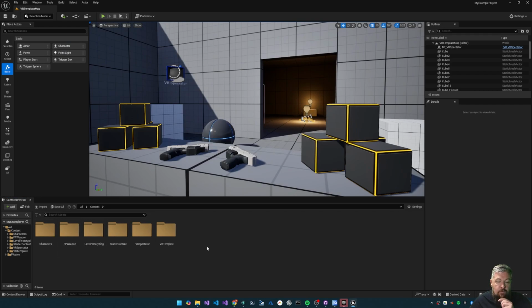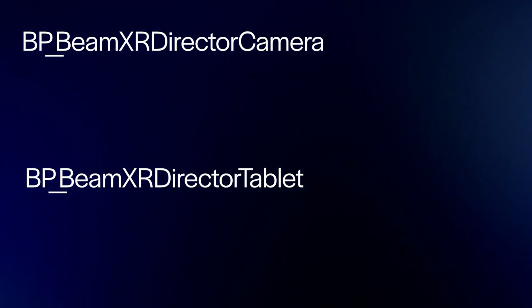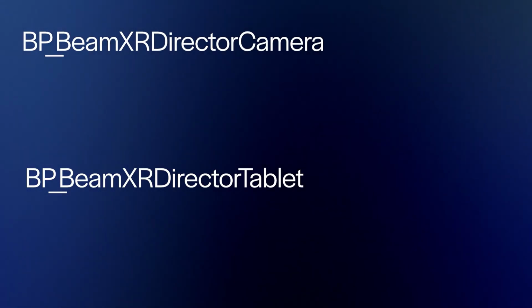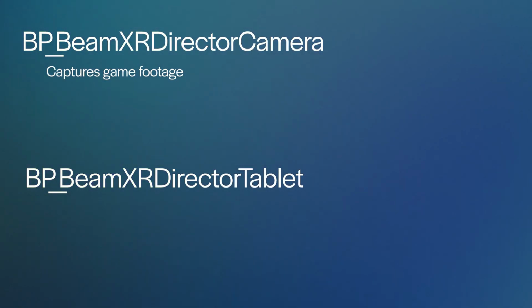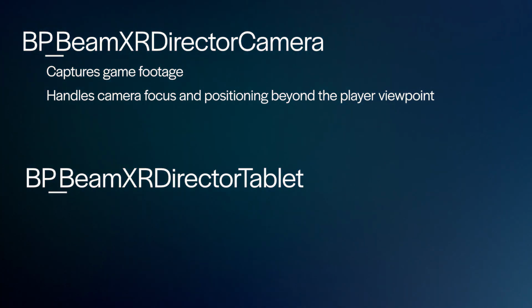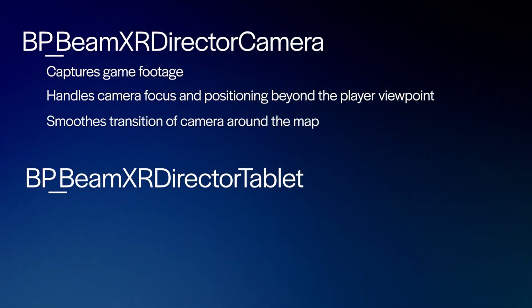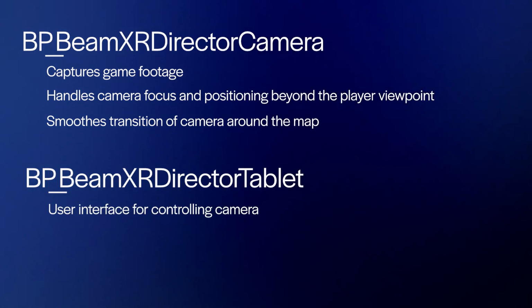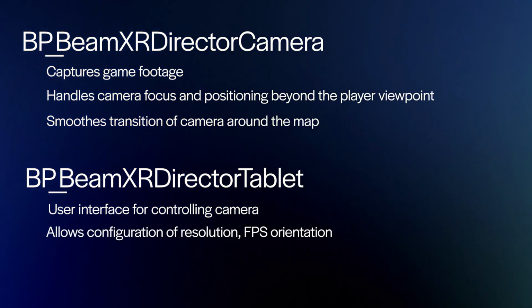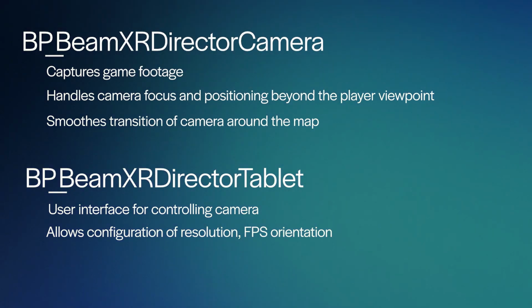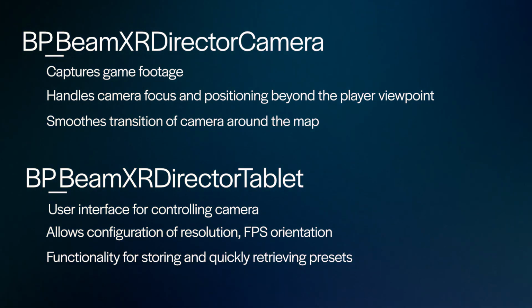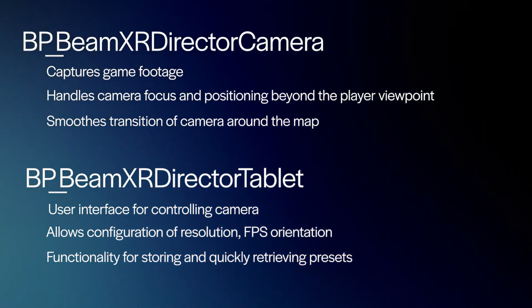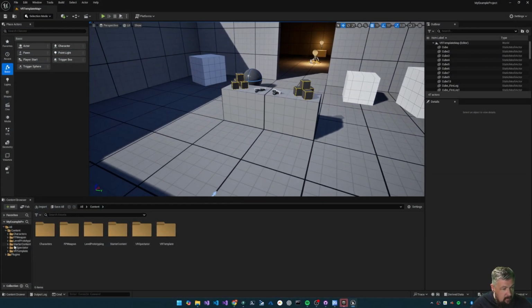So there are two main components that you want to add to the scene. There's the director camera and the director tablet. Both the director camera and the director tablet have blueprints. The director camera is responsible for capturing game footage. It handles the focus and positioning beyond the player's own viewpoint, and it smooths the transition of the camera around the map. The director tablet is the user interface for allowing the user to control that camera. It gives the configuration for resolution, FPS and orientation, and it has presets for quickly storing and retrieving the player's favourite viewpoints.